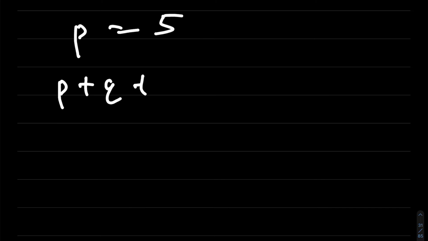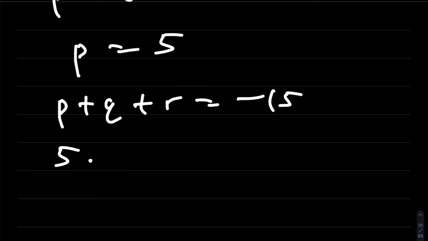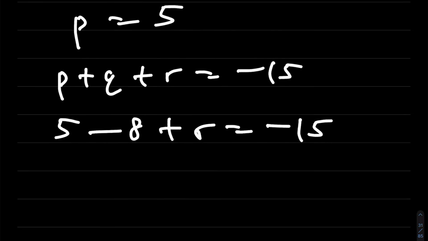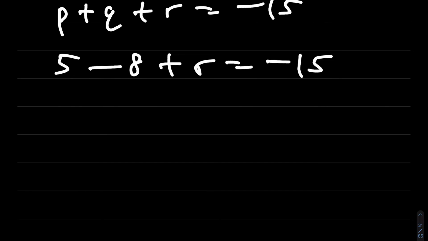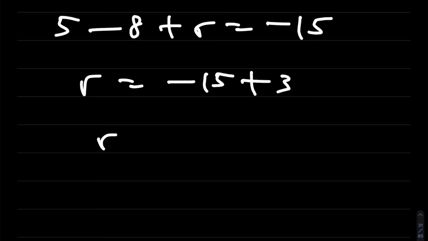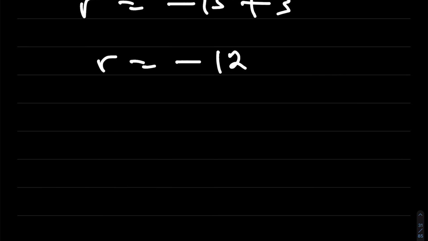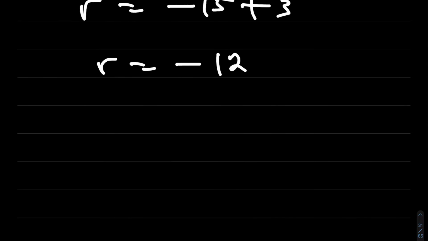P plus q plus r equals minus 15. That's equation 1, which simply means 5 plus q, where q is minus 8, plus r equals minus 15. 5 minus 8 is minus 3. Minus 3 plus r equals minus 15, which means r is minus 15 plus 3, and that means r equals minus 12. So now I know the values of p, q, and r.